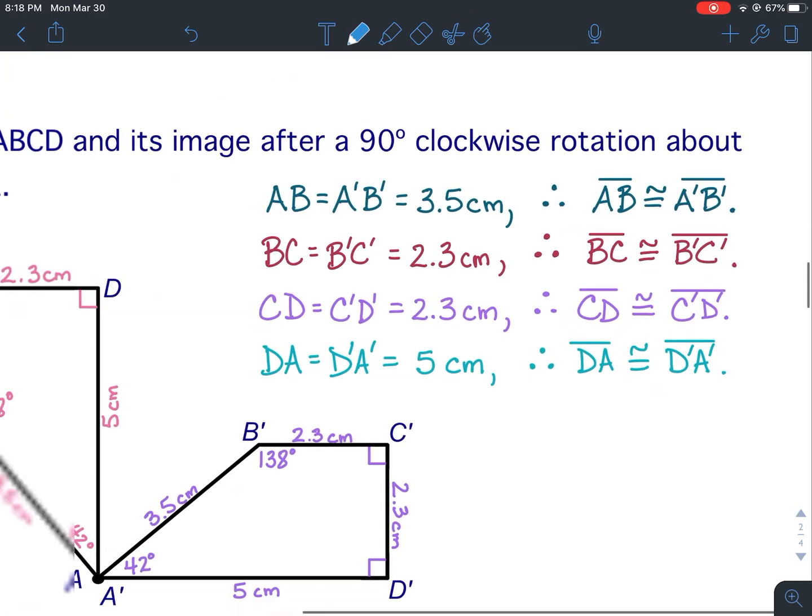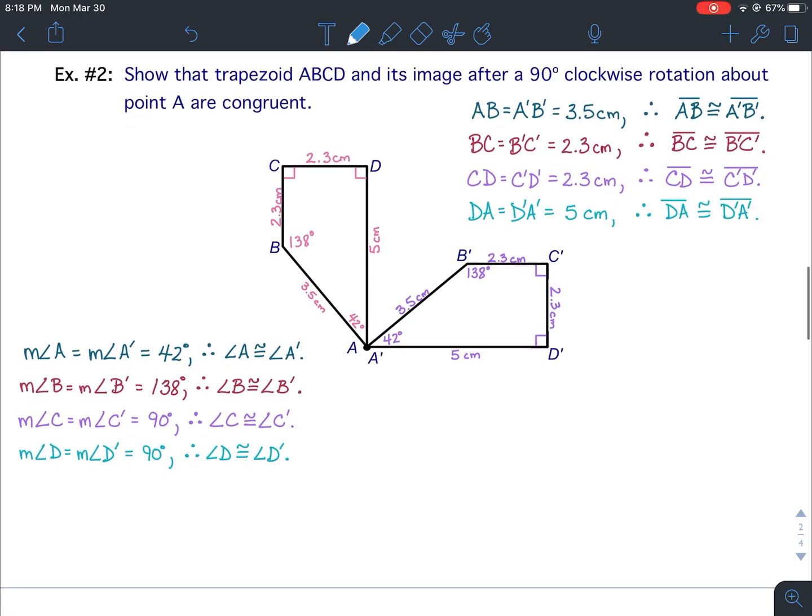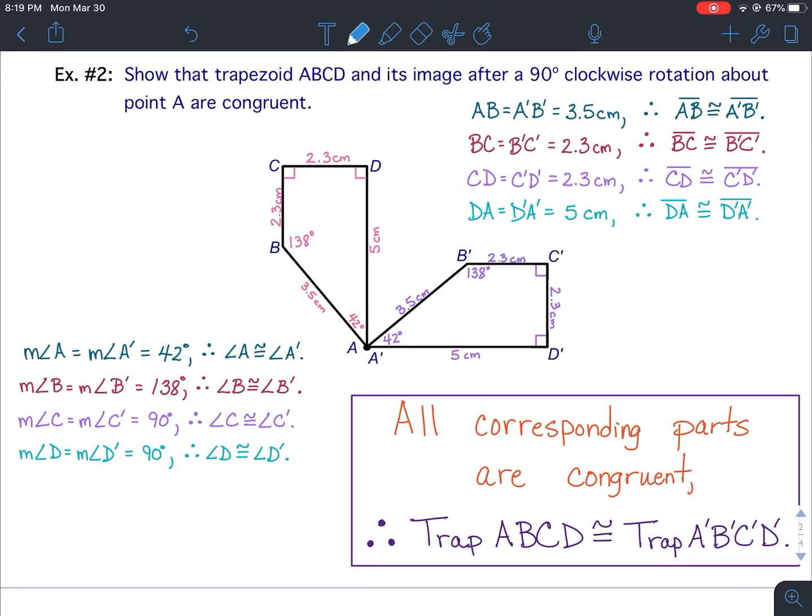Okay, like I said, I wanted to go through this example fairly quickly. So what we did was we proved that all the angle measurements are congruent. Then we proved that all the side lengths are congruent, all the corresponding angles, I should say, and all the corresponding sides. So we proved that all corresponding parts are congruent. And because all corresponding parts are congruent, we can say that trapezoid ABCD is congruent to trapezoid A prime, B prime, C prime, D prime. If you have any questions, let me know.